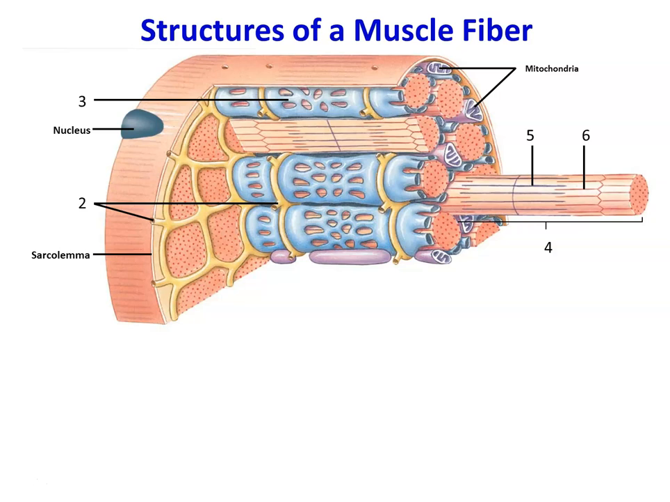Now, these yellow tubes, labeled number 2, are called transverse tubules, aka T-tubules, and they are responsible for transmitting electrical impulses down deep into the cell. These blue bags, labeled 3, represent the sarcoplasmic reticulum, which is responsible for storing intracellular calcium. And when the electrical impulses from the T-tubules reach the sarcoplasmic reticulum, calcium can be released.